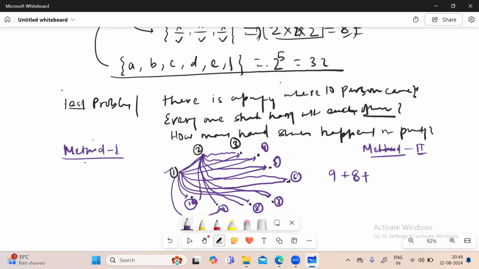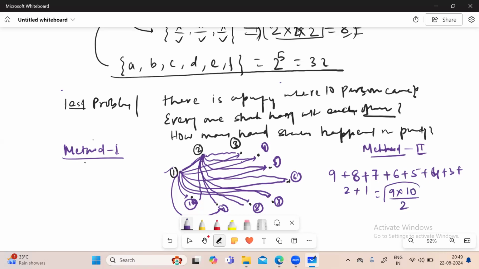Then I'll go for person 3. Person 3 has already covered 1 and 2. So person 3 will be left with 7 more people to shake his hand. And similarly, we will go on. I will find that total number of handshakes. We can find the total number of handshakes by adding 1 to n. So basically, it will be 9 into 10 by 2.